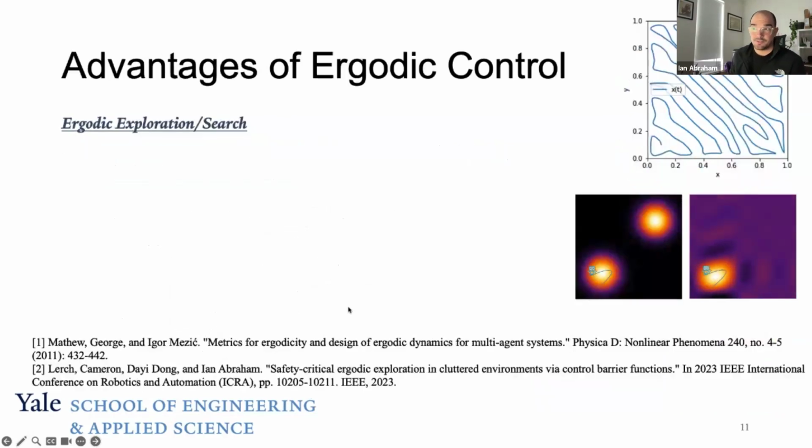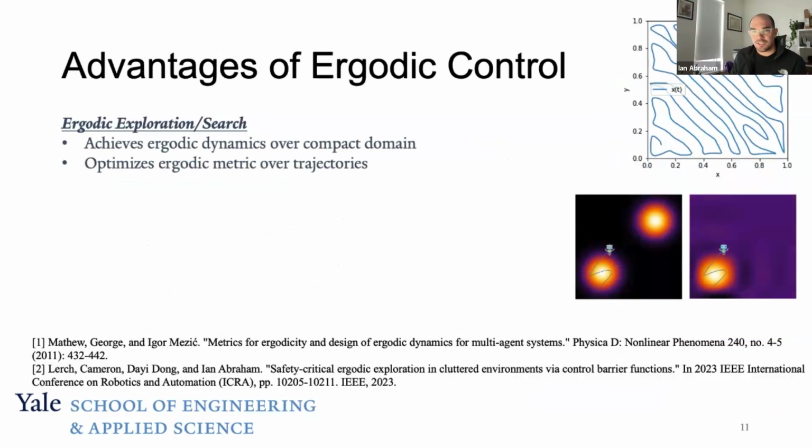So what are the advantages of ergodic control? One thing is, given a compact domain, so something that's bounded, in this case a square, you can actually achieve ergodic dynamics. So in the long time horizon case, where you have a uniform distribution, you get a lawnmower pattern. You really can't do this with an information maximization method. These are exactly what you get if you were to do some boustrophedon kind of coverage patterns, so what your Roomba is really doing. And we get this for free in the continuous space.